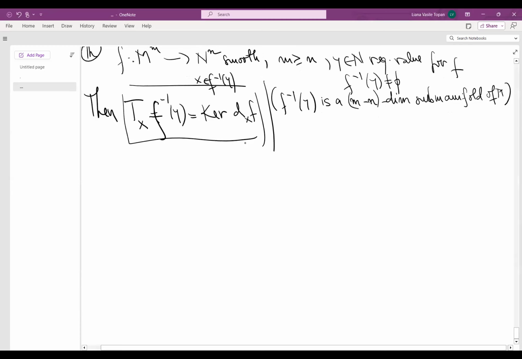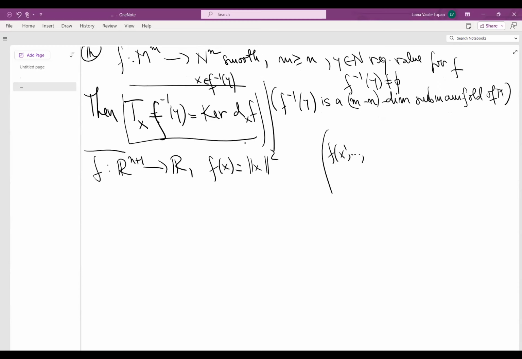And let's take as an application the function f defined on R^(n+1) with values in R, given by f of x equals the norm of x squared. So this means f of x1 up to x_(n+1) equals x1 squared plus x2 squared plus up to x_(n+1) squared. Okay, now we did this for n equals 2, for 3 components x, y, z, if you remember, 1 hour ago.